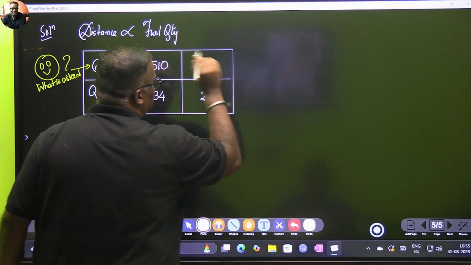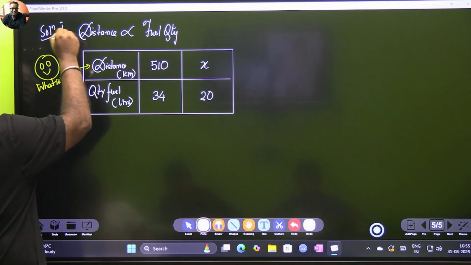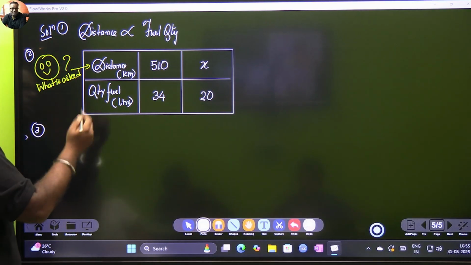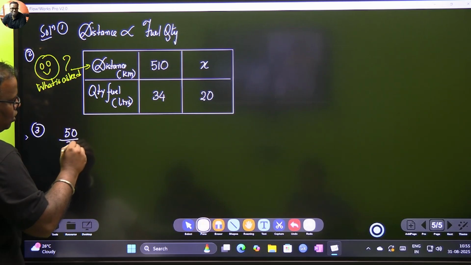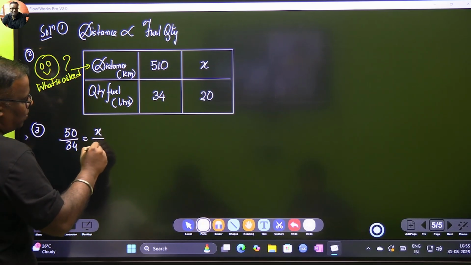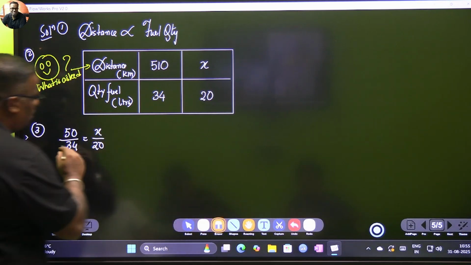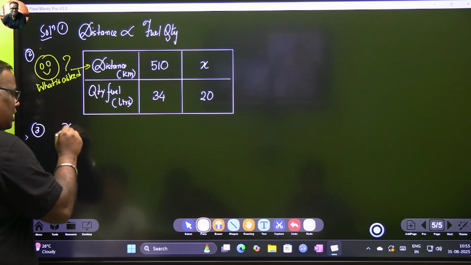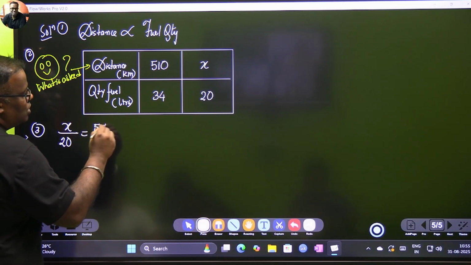Can I put it as X? Yes. Now, step number 1, step number 2, step number 3 is to use the proportionality. So what do I write? 510 by 34 should be equal to X upon 20. Are you fine? And if you are a little bit smart, you can actually not write it this way. You can reduce one more step. You write X first. X by 20 is equal to 510 by 34.